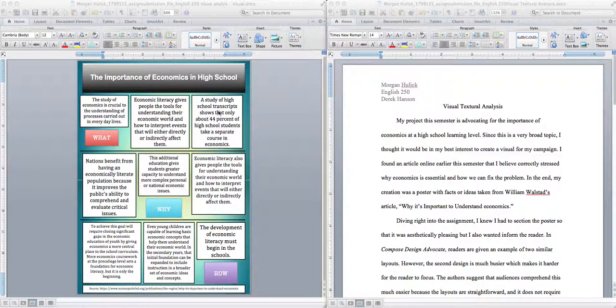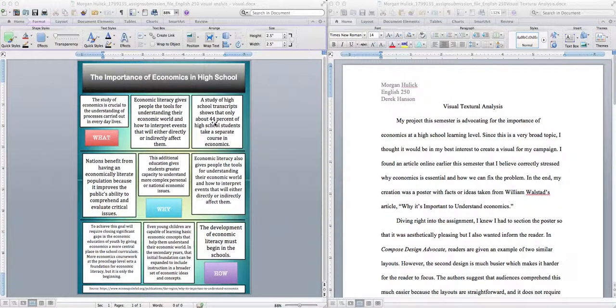So the study of high school transcripts shows that only about 44% of high school students take a separate course in economics. So what's important here is this 44. Whoops, sorry, didn't mean to move that. Is this 44? So this is really, really important. So how can we change this?